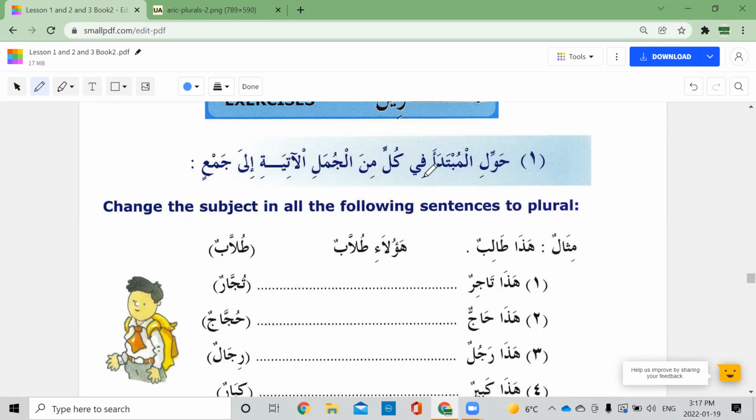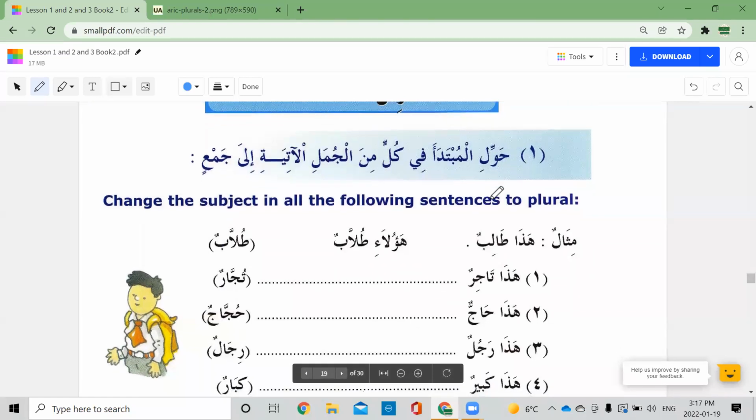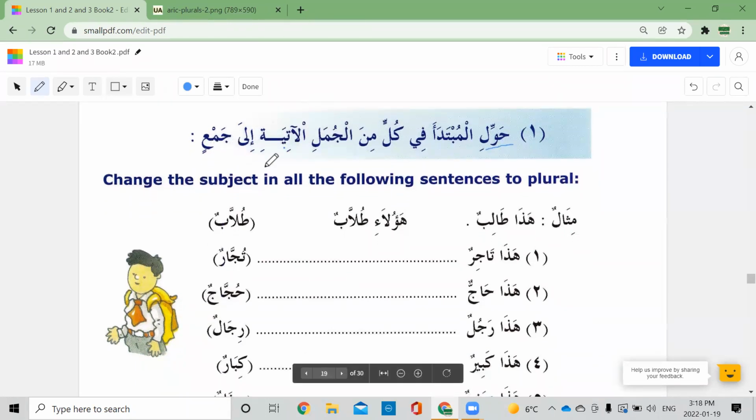حول المبتدأ في كل من الجمل الآتية إلى جمع. I don't know what حول is, but I'm assuming it means change. Yes, it is change. That's correct. So change the mubtada, which is the subject, in each of the following sentences to plural. Kulli means all. Jam'in is plural. Yes, that's correct.